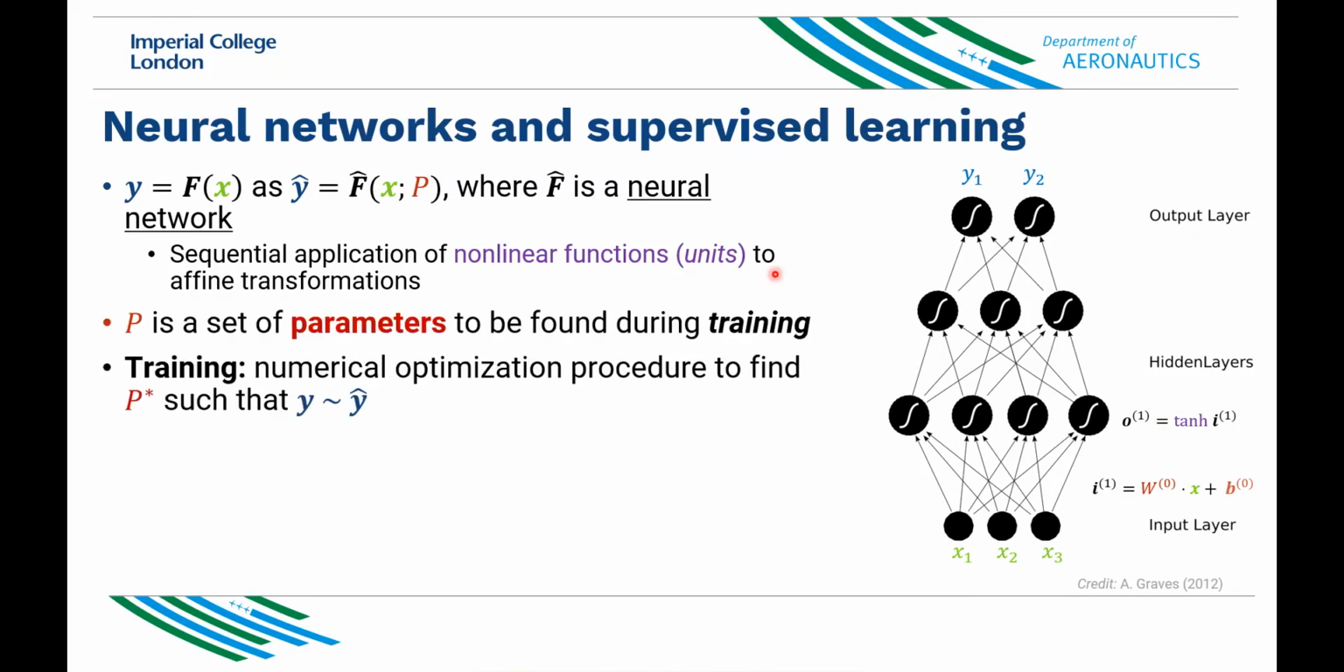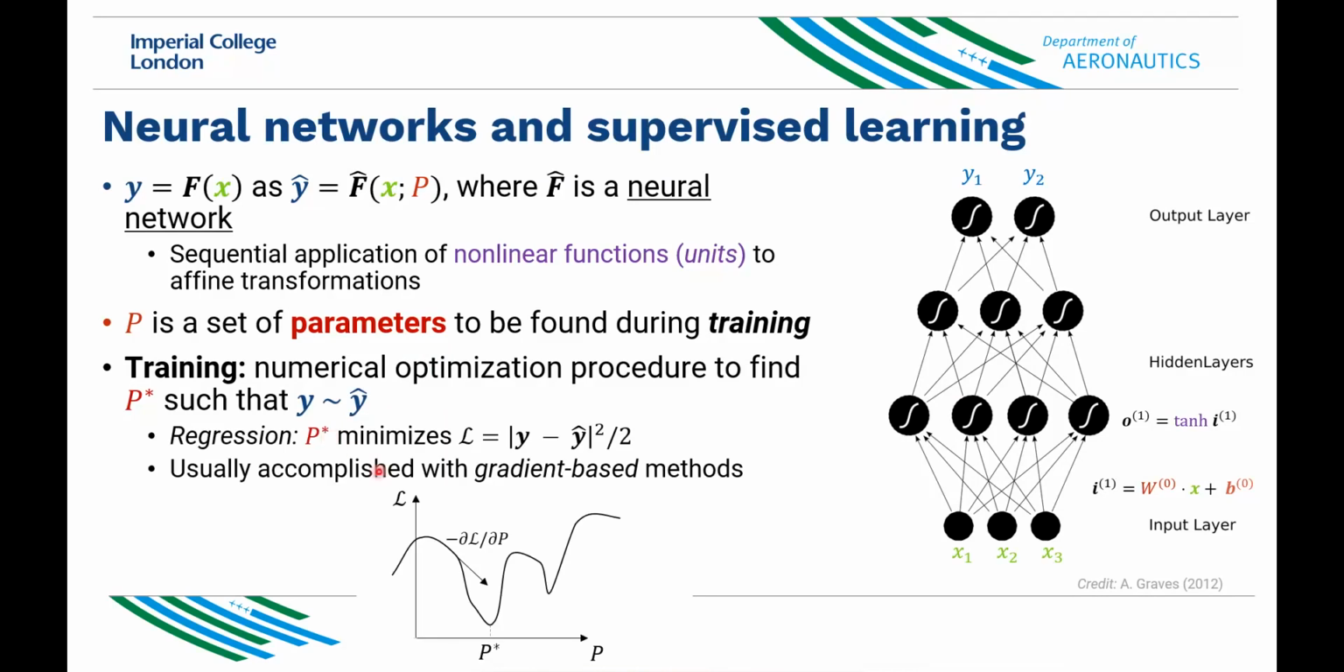Now, for this to be useful, the parameters of the network which enter the affine transformations have to attain a certain value. And this value is found through training, which is a numerical optimization procedure to find a set of parameters that usually minimizes a certain measure of error or a loss function. And this is usually accomplished with gradient-based methods. So we essentially take the gradient of the loss with respect to the parameters, and we walk in the other direction until we reach a minimum.